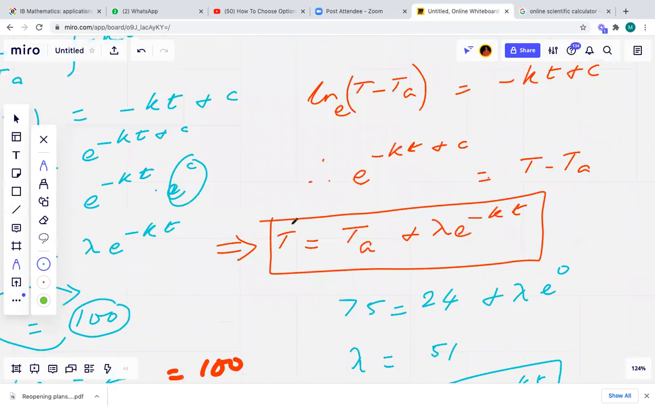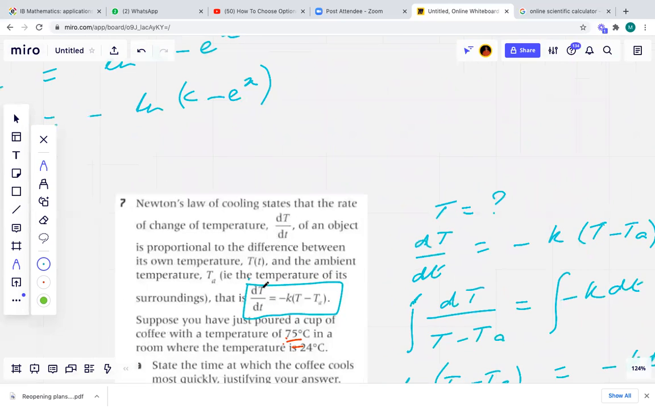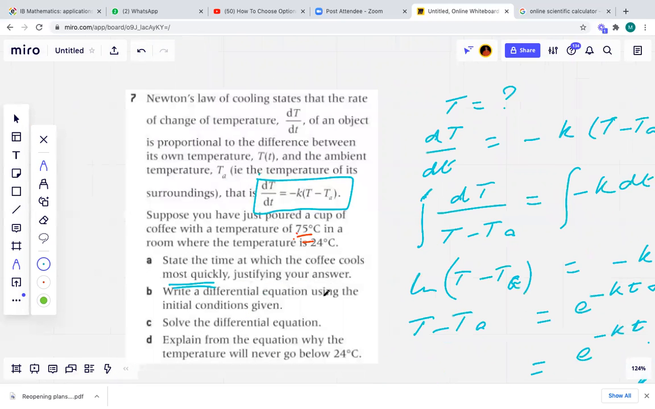Are you understanding? See, there's no working required. Are you understanding the logic? Part A is just simple logic: when t is lowest, t is zero. But since room temperature is 24, how can the coffee temperature be at zero? Shouldn't that also be zero?